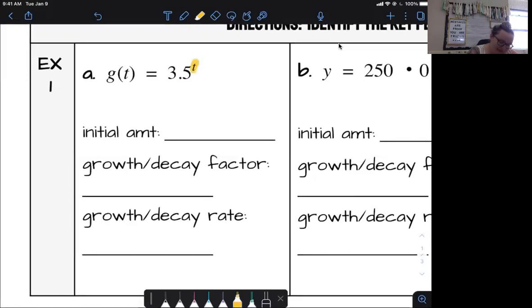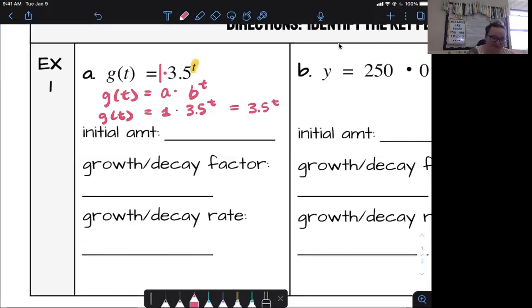What we need to look at is our b value. So for this function, g of t is equal to a times b to the t. a would have to be 1, and b is 3.5, and then your variable obviously is t. So 1 times 3.5 to the t is 3.5 to the t. That's how I know that there's technically a 1 times the 3.5 out in front of here. That means that my initial amount is 1.